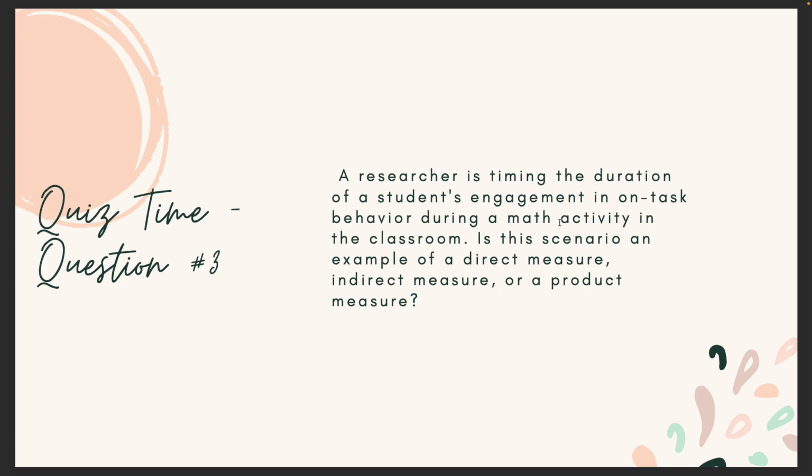Number 3, a researcher is timing the duration of a student's engagement in on-task behavior during a math activity in the classroom. Is the scenario direct, indirect, or product measure? And I'm really hoping that you guys are saying that it is a direct measure. What makes this question direct? Because we have that researcher who's going in and actually timing the duration, like we keep saying, in real time, right?